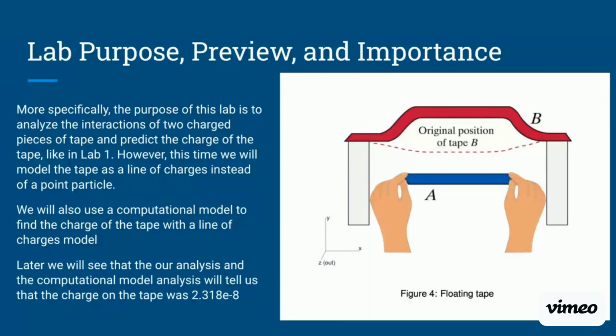More specifically, the purpose of this lab is to analyze the interactions of two charged pieces of tape and predict the charge of the tape just like Lab 1. However, this time we will model the tape as a line of charges instead of a point particle, which will change the results. Additionally, we will make our computational model to find the charge of the tape with the line charges model. Later, we will see that our analysis and the computational model's analysis will tell us that the charge of the tape was near 2.31 times 10 to the negative 8.